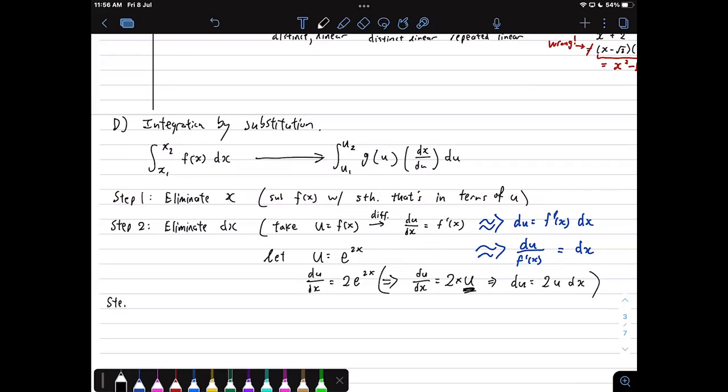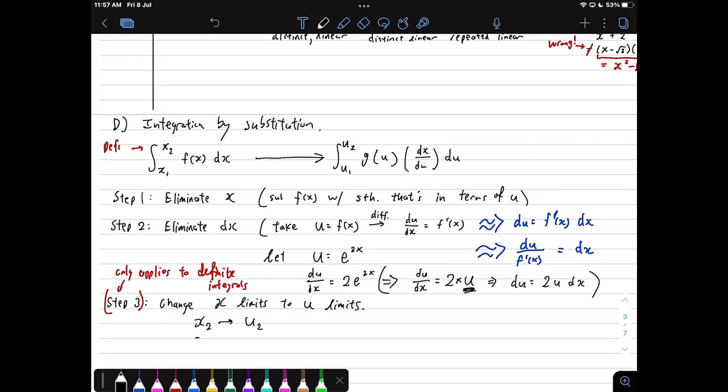Step 3 is also simple. You just need to change your limits. If this was what we call a definite integral, step 3 is optional, only applies to definite integrals. You have to change what? Change the x limits to u limits. Make sure that upper is upper, lower is lower. x2 goes to u2, x1 goes to u1.